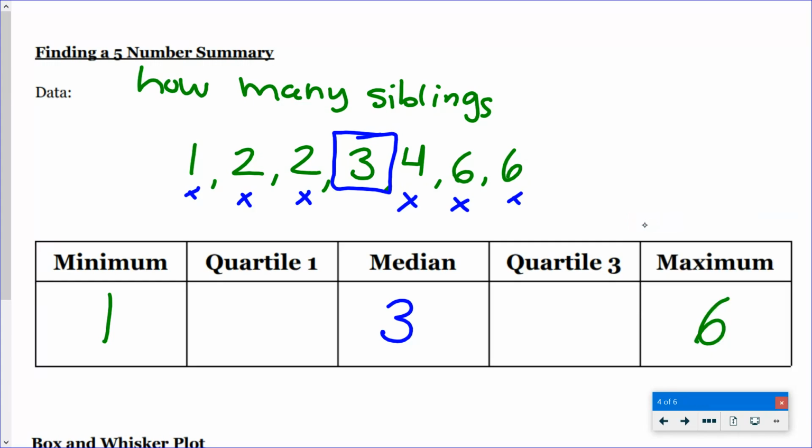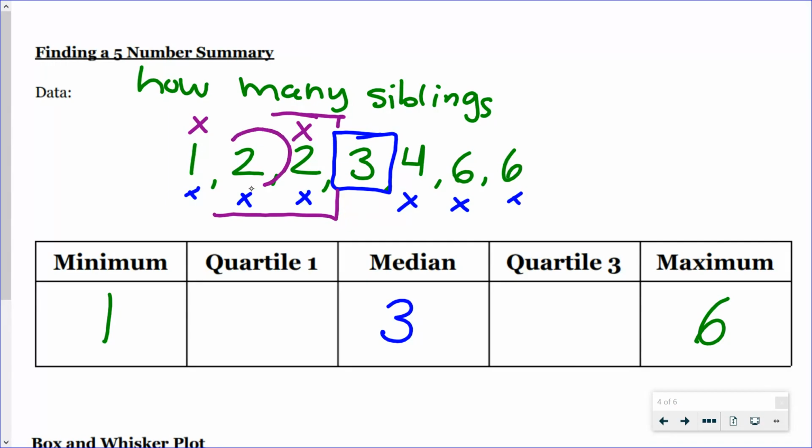Then I'm going to find my lower quartile. To find my lower quartile, I am not going to include my median value. So I'm going to look at every number smaller than my median, and I'm going to find the middle of that. So my middle number is 2. And I'm going to do the same thing for the numbers that are bigger. The middle is 6. So we're finding that middle number and then the middle of the middle. Okay, so I get 3 values.